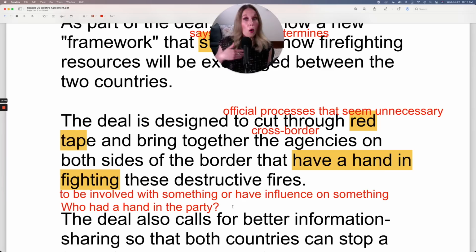And then I could say, oh, I had a hand in planning Fred's party. So this simply means you're involved in it or you influence it in some way. So maybe you were responsible for deciding what present to buy Fred. So you had a hand in the party.